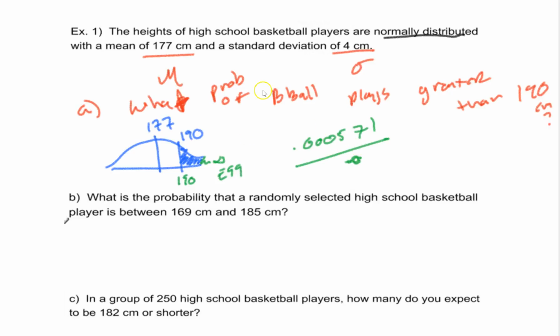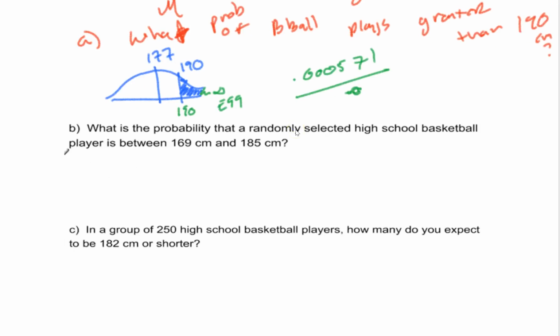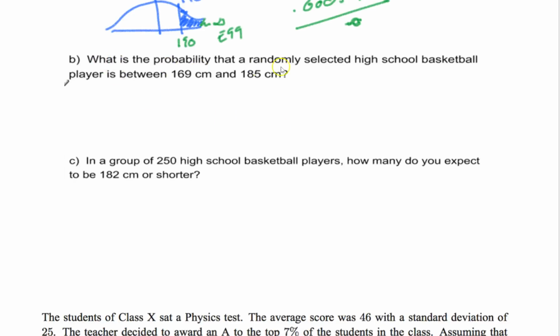Really small number. So that's A. Let's look at B. What's the probability that a randomly selected high school basketball player is between 169 and 185? These are actually the easiest ones. Here's 177. So 169 is over here somewhere, 185 is over here somewhere, and you want in between. Why do I think these are the easiest ones? Because you already have your lower bound and your upper bound.